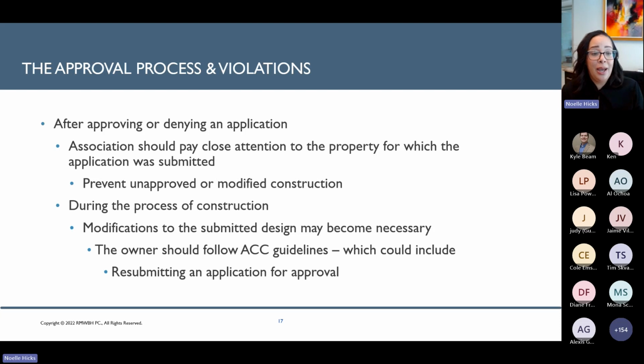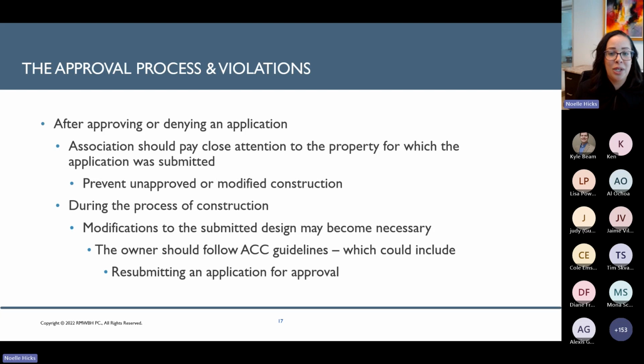Well, the POA needs to pay very close attention to that property after the application has been approved or denied, because we want to make sure that the homeowner is not taking any liberties, right? They're not doing something or having some construction done that was not approved or was not provided for in their application. Or if it was denied completely, then we don't want to pass by the property and see them throwing up a kitchen in the backyard, right?